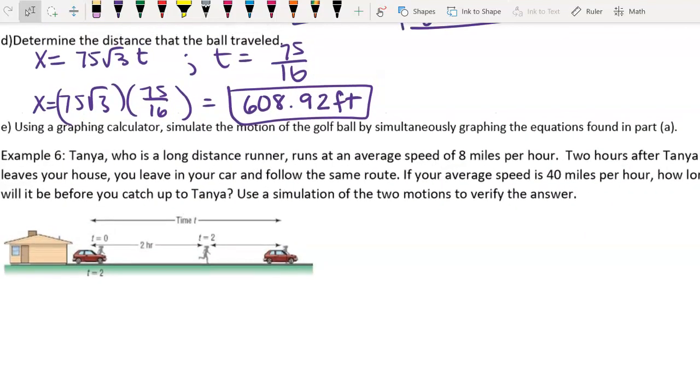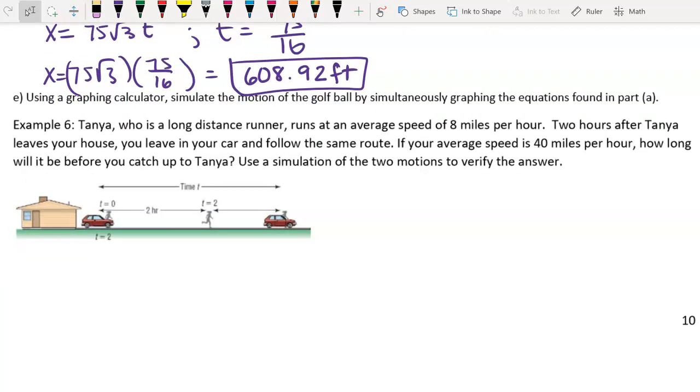E says using a graphing calculator to simulate the motion of the golf ball. For this one, this is optional. Even on your homework, if you see this in your homework, you don't have to do it. Anytime it says to simulate it on your calculator, it's not required. Does that make sense? Okay.